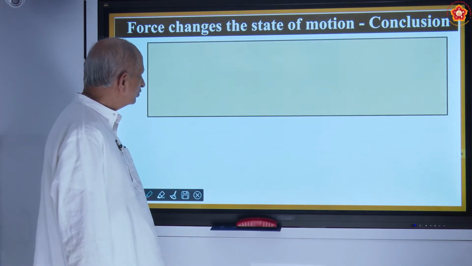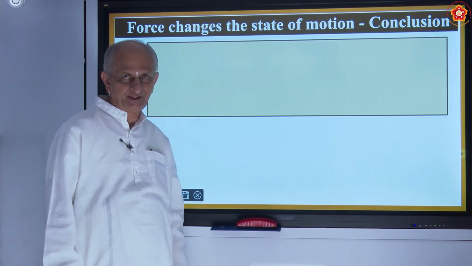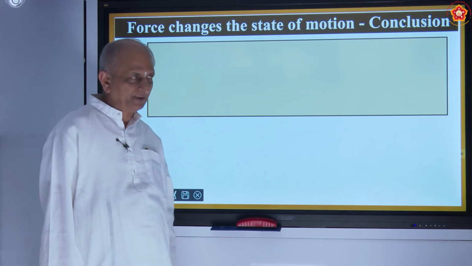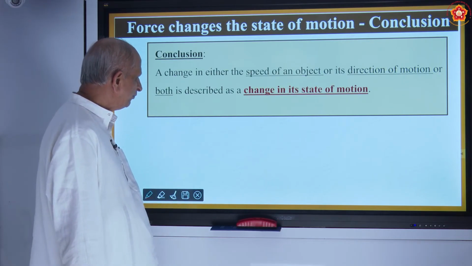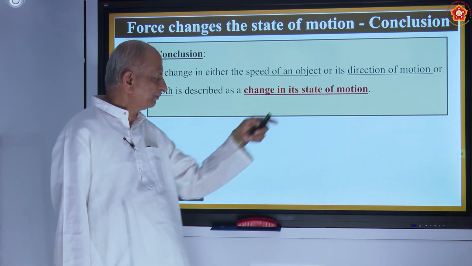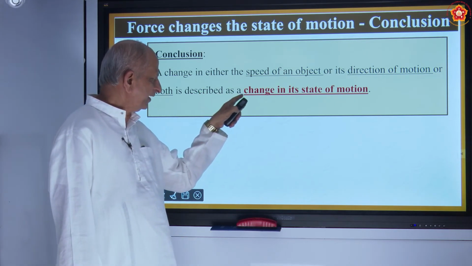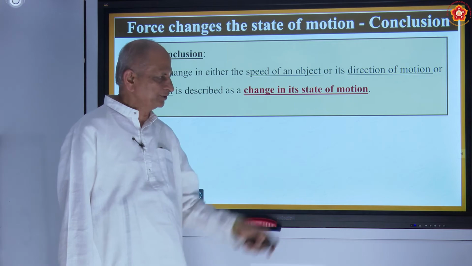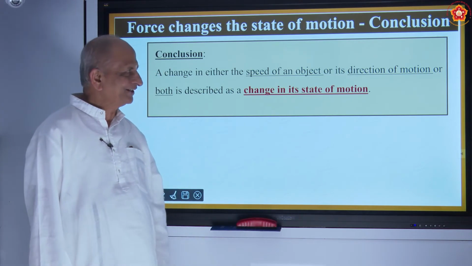And what does a force do? Force changes the state of motion. Just now you have seen with all these examples, the motion, speed of motion, change in either the speed of an object or its direction of motion, or both, is described as change in state of motion. Correct? So that's what you see.